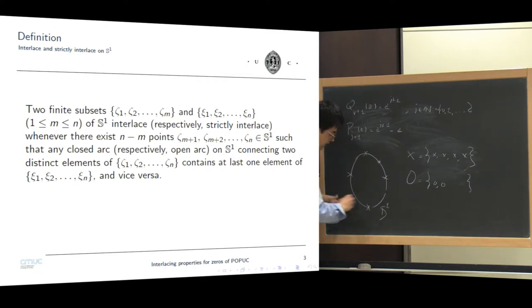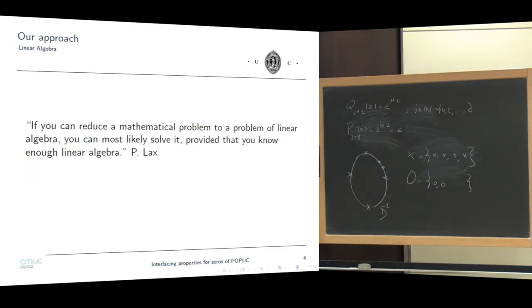But with this distribution, the elements of these two sets, according to our definition, do not interlace on S1. So you can't have two points of one set in between two points of the other. Yes, our definition implies that between two points of the small set there is at most one point of the big one.